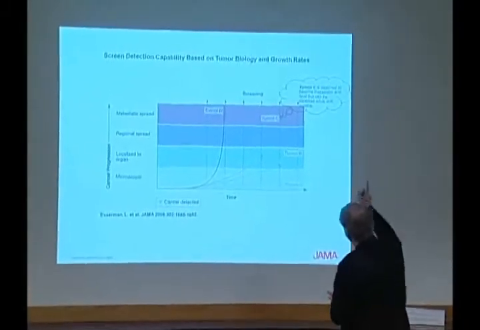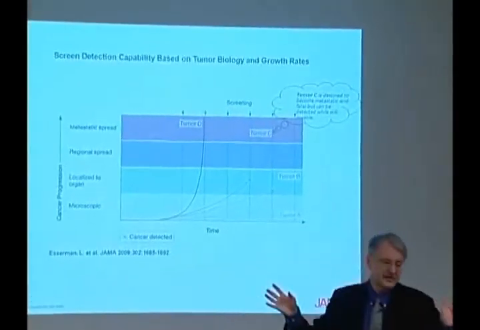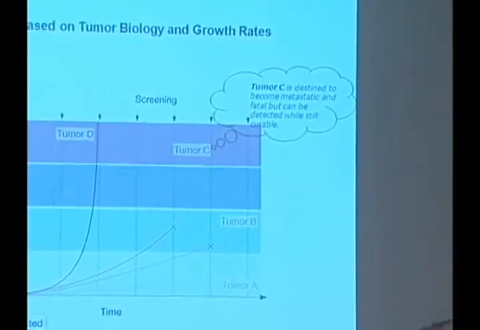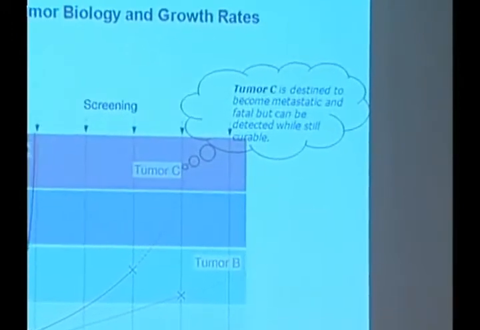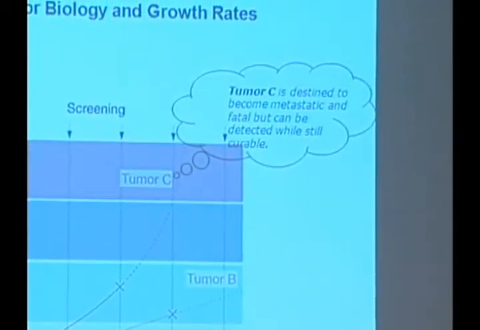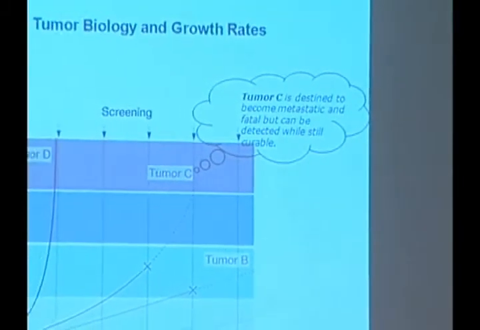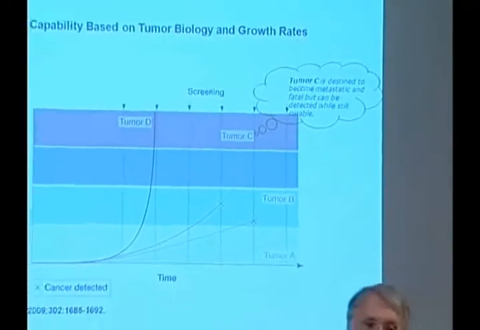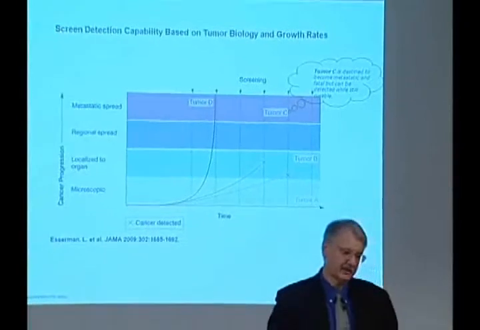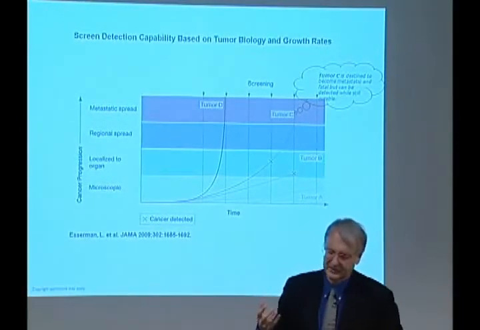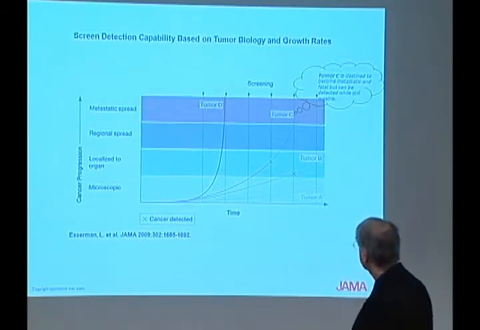Now, tumor C is destined to become metastatic. That is essentially the surrogate definition of fatal. There are some exceptions to what I'm going to tell you, and yes, certain primary tumors, depending on their position and so on, can be lethal. But usually when you're talking about a cancer death, you're talking about a cancer that has become metastatic. It has gone from its primary site. That's typically what we're talking about. There are some exceptions, but that's typically.